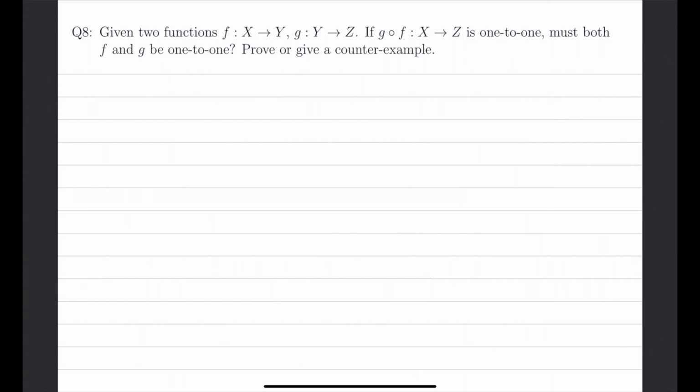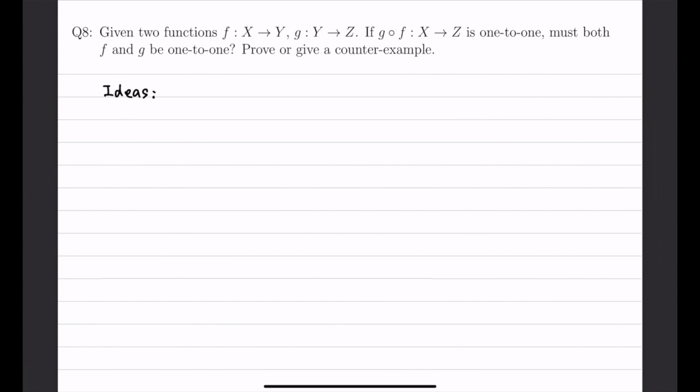So far in the tutorial, we have only encountered functions that are specifically defined. Here, however, in question 8, we have two functions that are not explicitly given. So we have two functions, f and g. So f is from the set X to the set Y, and g is from the set Y to the set Z. And the question here is, if the composition of g and f is a one-to-one function, then is it possible that either f or g fails to be one-to-one? So let me begin with some ideas.